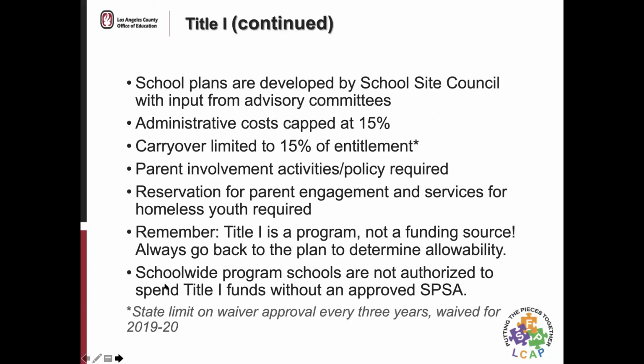on the next slide, plans have to be developed again by the school site council with input from advisory committees, including your EL advisory committee. You can see how there are more requirements added. There's a cap on administrative costs at 15%. There's a carryover limit of 15%, which has been waived for this year. Actually, the state's allowed to approve waivers only once every three years, and that's what's been waived.